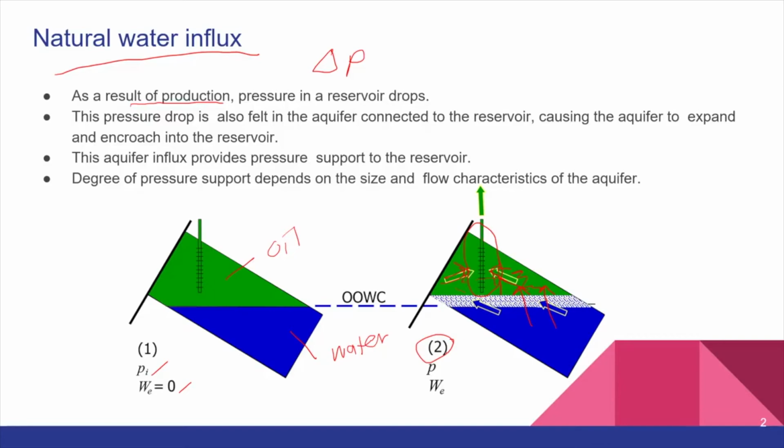The pressure here will be different. It is known as P, P1, P2, P3, up to whatever pressure, and for the water influx you will have a value here, so the value of water influx is no longer 0.